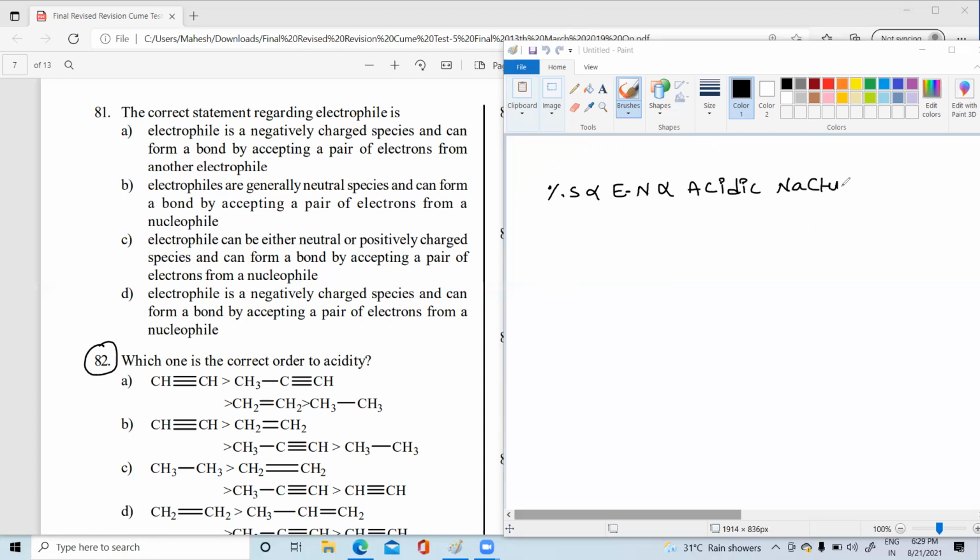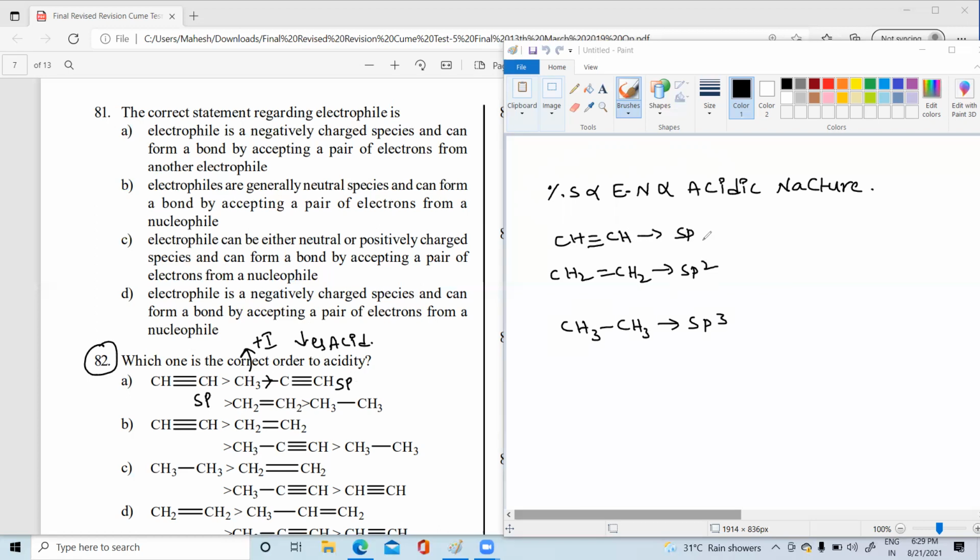You can check here, in propyne it is an sp hybridized carbon. Here it should also be sp hybridized, but here one electron donating group is there. A donating group will decrease the acidic nature. And next should be the sp2 students, in ethene it is sp2 hybridized, and for ethane it is sp3 hybridized.